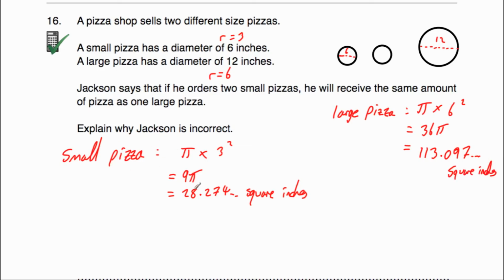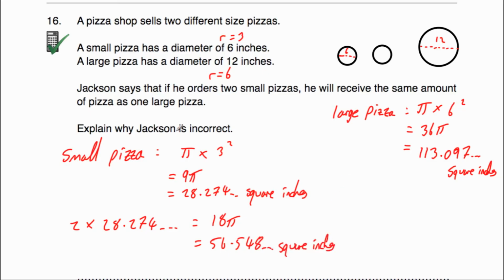So Jackson says that if he orders 2 of these small pizzas, he's going to get the same amount of pizza as a large pizza. So let's actually multiply the area of this pizza by 2 and see what we get. So 2 times 28.274 and so on, and see what we get. So that would be 18 pi, or 56.548 and so on square inches.